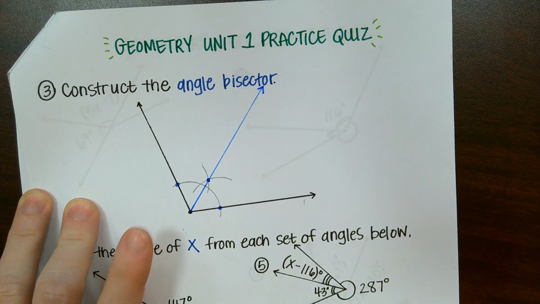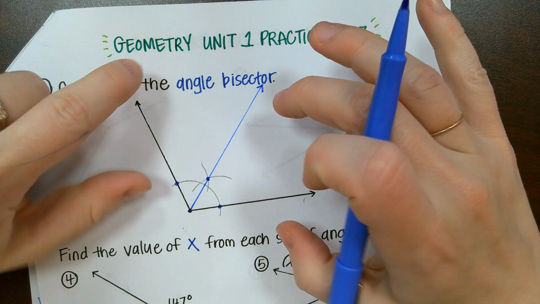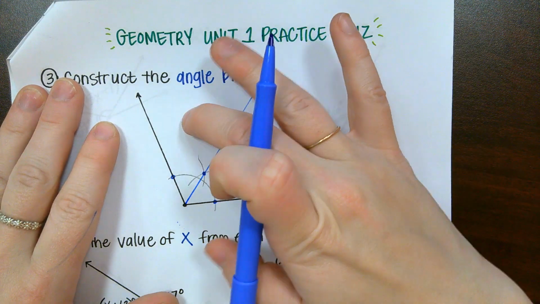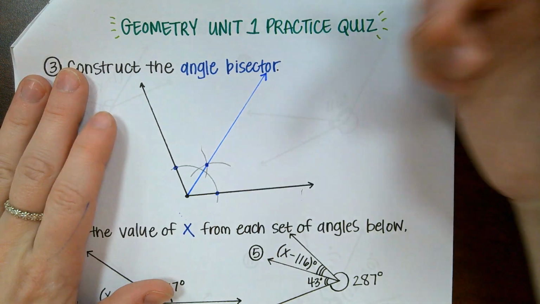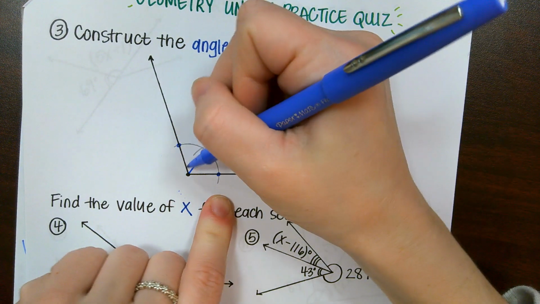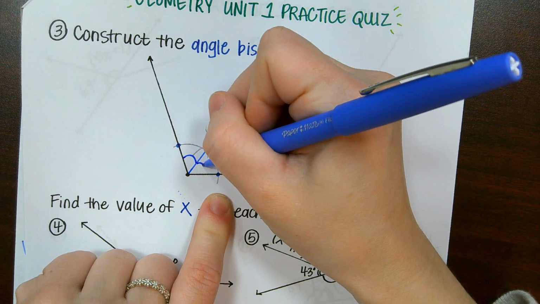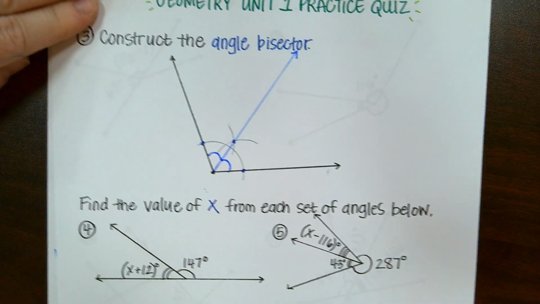All right. Now we only have one more step to do, and that is to label this angle, showing that we have created 2 congruent angles. We bisected it. We cut it in half. So to do that, I need to put an arc here and an arc here. And we'd be done.